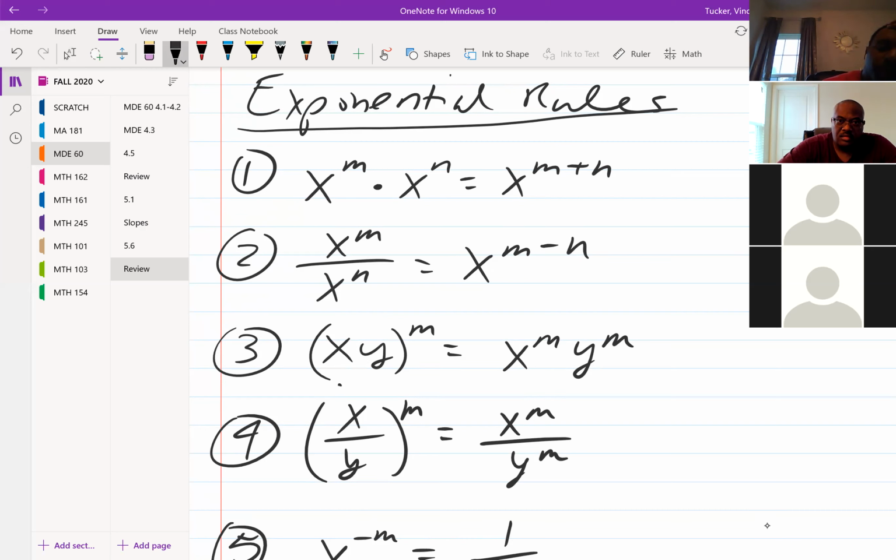If you have two different bases, and number 3, if you have two different bases, but you have them raised to an exponent at the same time, you can apply that exponent to each term. So it'll be x to the m, y to the m. Same thing happens with division. X to the m, y to the m.